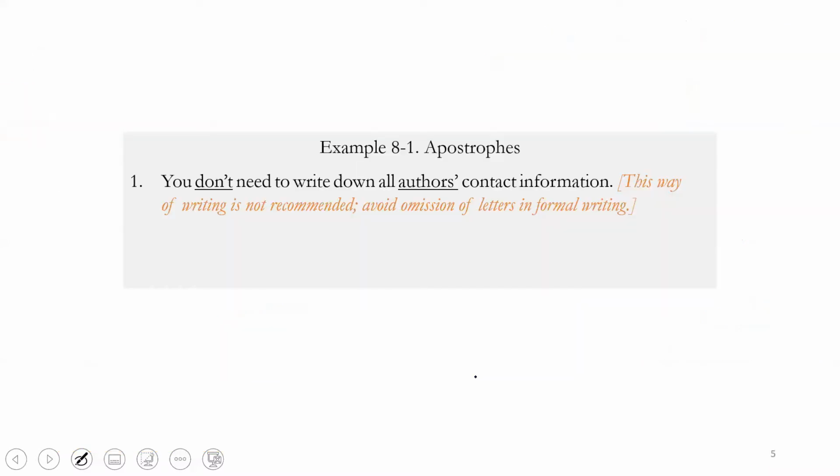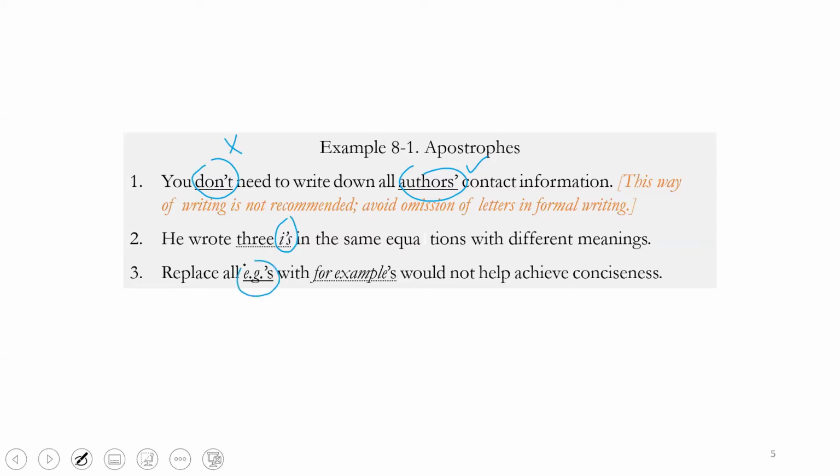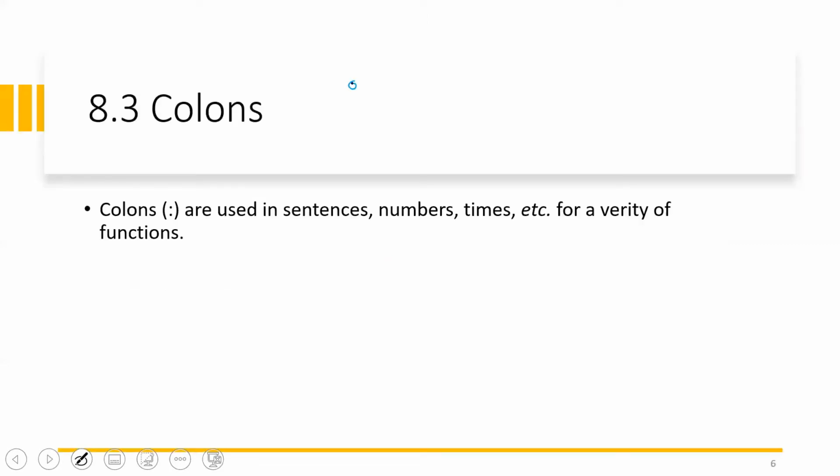Okay, you don't need to write down all authors' contact information. So this writing is not recommended because you have this one. This is not recommended, but this one is okay, right? Because you have no better choice. Add the prime at the end. He wrote 3 I's in the same equation with different meanings. It's also for plural. Okay, there are 3 edges. Basically, you want to replace all the edges.